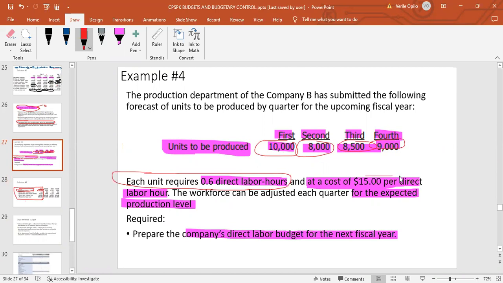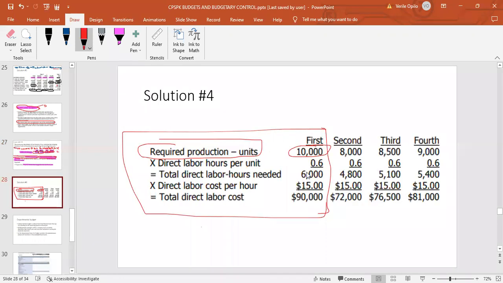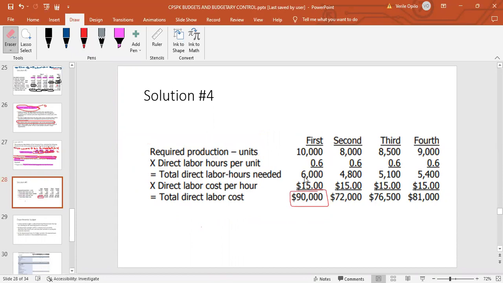We want to know the total cost. So in order to know how much you're going to spend, you need to know how many hours in total. We want to produce 10,000 units. Each unit is going to require 0.6 hours. Therefore, we're going to spend a total of 6,000 hours to produce these units. And each hour, you're paying $15. Therefore, how much will be the total that the business pays for that particular period in terms of direct labor? It will be equal to 6,000 multiplied by 15 to give us 90,000.